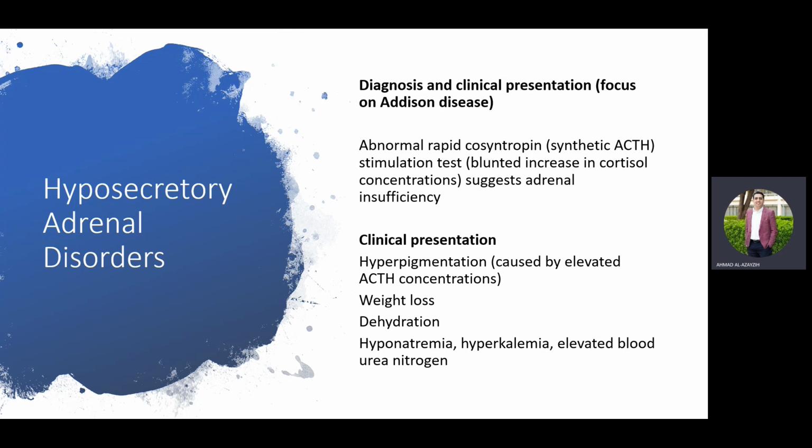Why hyperkalemia, hyponatremia, do you think, guys? Because in Addison disease, adrenal gland insufficiency, you have a problem with corticosteroid, and you know that corticosteroid in general, aldosterone and others, as well as androgen, especially the aldosterone, low level of aldosterone means low sodium, more potassium.